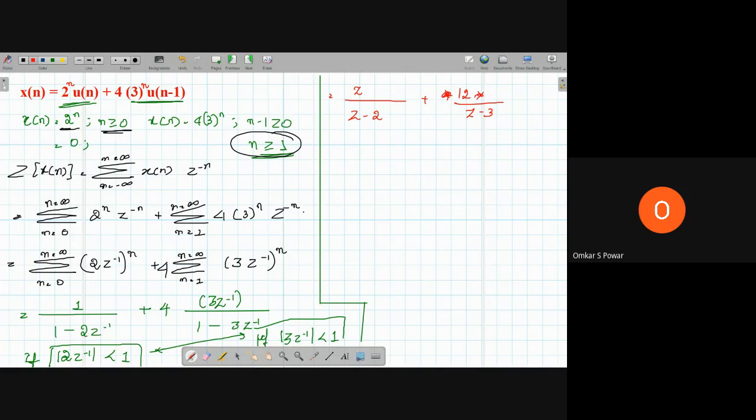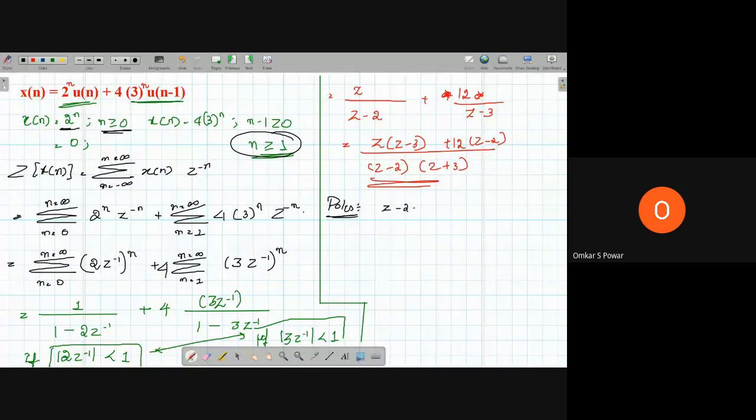So further, how can you simplify? LCM z minus 2 into z minus 3. So z into z minus 3 plus 12 into z minus 2. So now, this is your Z transform. Now what do we want to get? We want to get the poles and we want to get the ROC. So how do we get the poles? Equating the denominator to 0.